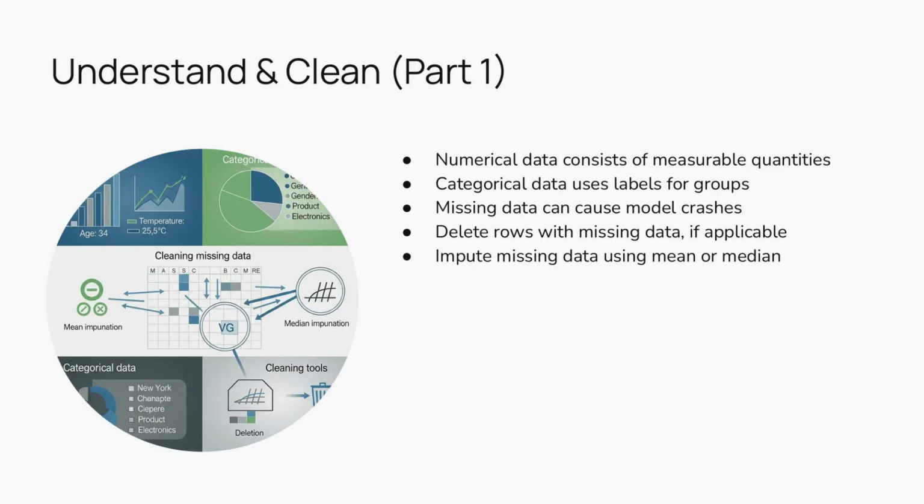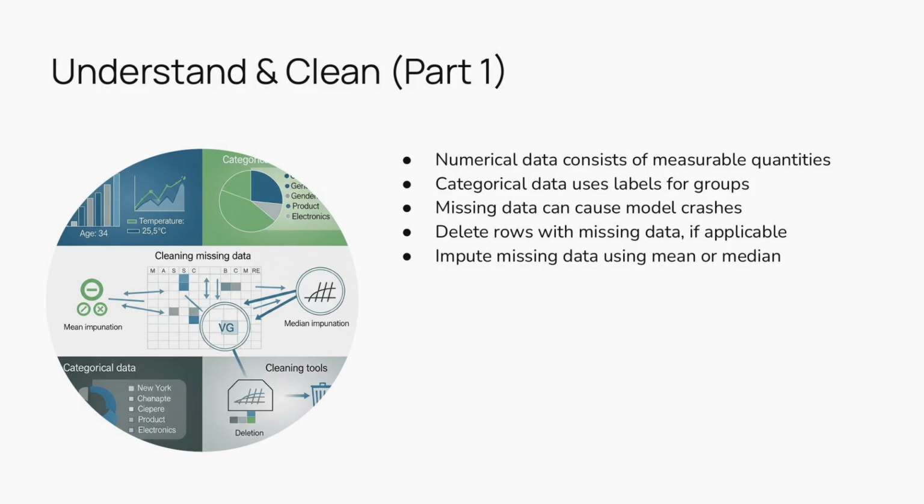Step 1 is simply understanding what you have. Your data will almost always fall into two types. Numerical, which are numbers you can do math on, like age or price, and categorical, which are text labels or groups like city or color. Once you know what you have, you clean it.